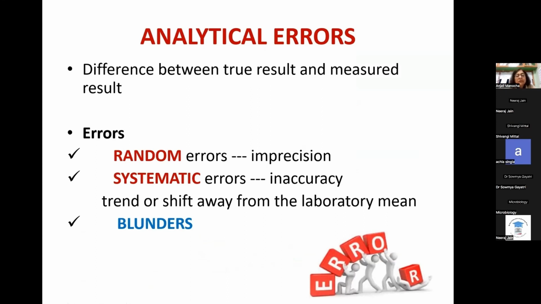So errors can be of three types. One is random error. Then we have systematic errors. Random errors usually talk of imprecision. Systematic errors are the ones that tell us about inaccuracy, whether there is a shift or a trend away from the lab mean. And third, of course, are major blunders, which are just blunders and cannot be explained by anything.